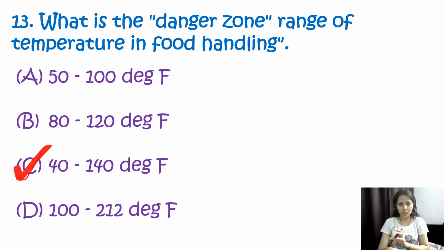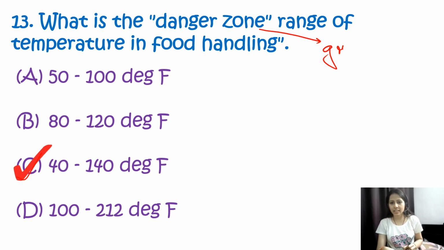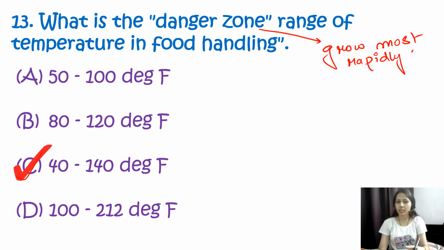Actually, the danger zone range of temperature in food handling refers to the temperature range at which bacteria can grow most rapidly on food, and it can lead to spoilage or foodborne illnesses. So this danger zone typically ranges from 40 to 140 degrees Fahrenheit, that is from 4 degrees Celsius to 60 degrees Celsius. So over here my correct option is option C.